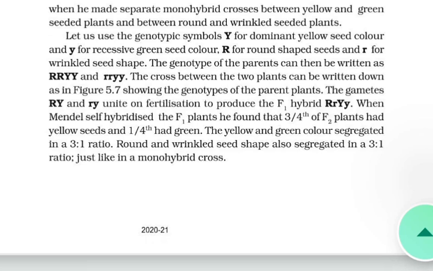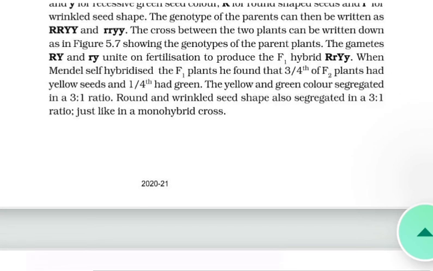How can you tell which of the character in the pair, yellow or green color and round and wrinkled shape, was dominant? Yellow seed color and round seed shape are dominant traits. ठीक है, सीड में येलो कलर जो है डोमिनेंट है और शेप में जो राउंड सीड शेप है वो डोमिनेंट ट्रेट है. ठीक है, thus yellow color was dominant over green and the round shape dominant over wrinkled.